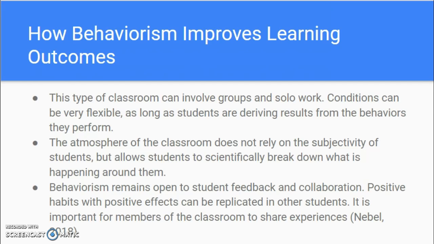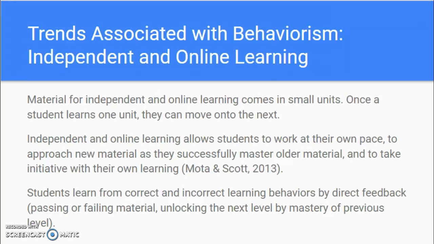The highlight of this type of classroom is that there is flexibility. Students can do either group work or solo work and still receive objective feedback. Students learn not only from their own behaviors, but from the behaviors of others. Positive habits can be identified and replicated in other students for the increased probability of positive outcomes. Independent and online learning rely on behaviorism in that students cannot progress with material, which is positive reinforcement, until they have mastered older material, which is positive behavior.